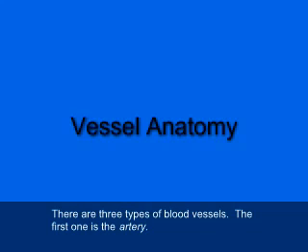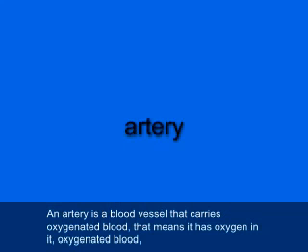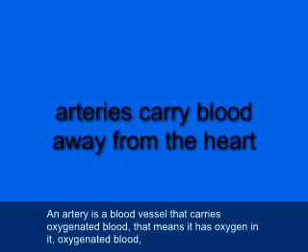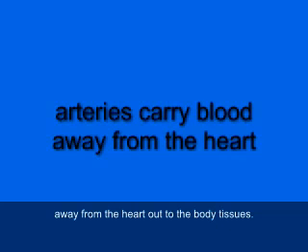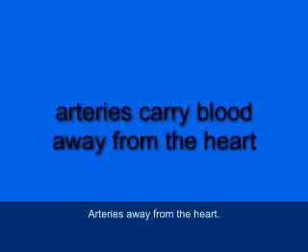The first one is the artery, A-R-T-E-R-Y. And an artery is a blood vessel that carries oxygenated blood. That means it has oxygen in it, oxygenated blood, away from the heart out to the body tissues. Now there's an exception to that I'm going to talk about, but generally speaking, arteries away, think of it that way, arteries away from the heart.